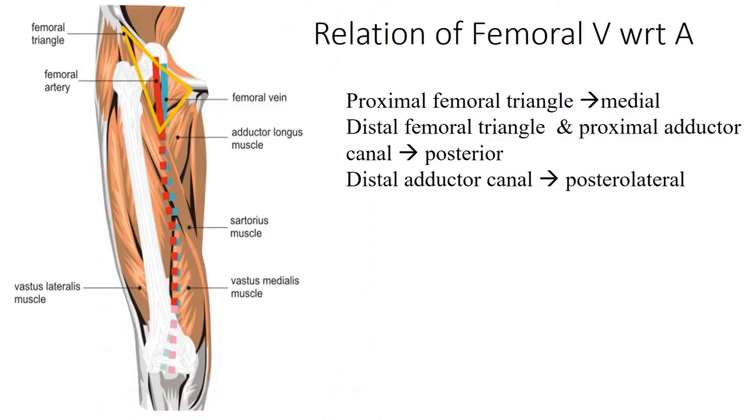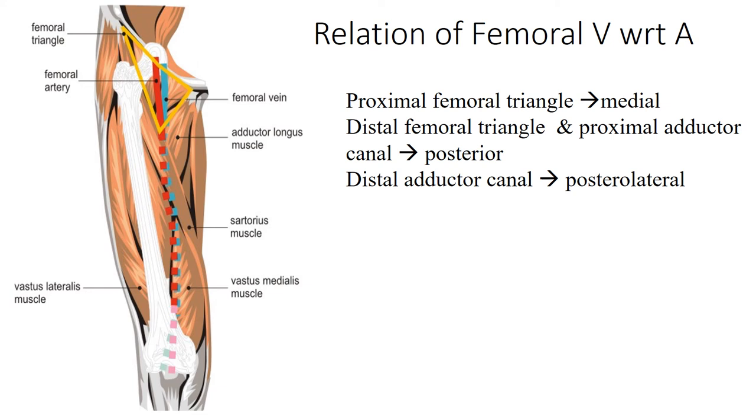That is about the femoral vein. Then we have already discussed the changing relationship of the femoral vein with respect to the artery, or the artery with respect to the vein. In the initial portion, at the proximal portion of the femoral triangle, the vein is lying medially. Then in the distal portion of the femoral triangle, or the initial portion of the adductor canal, the vein is lying posterior to the artery. It is slipping beneath this, so lying posteriorly.